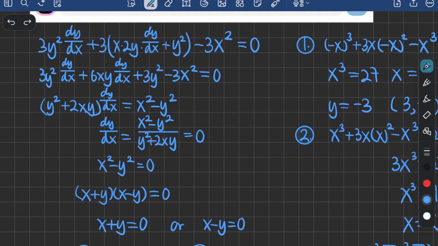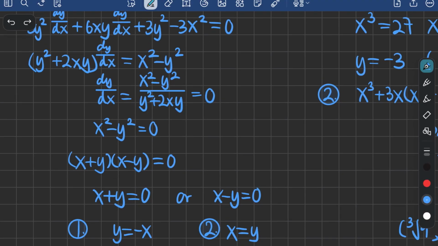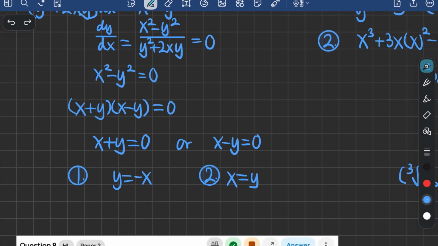For this type of question, when something equals 0, you will need to find an expression for it so that you can solve for the coordinates. Now for the derivative to equal 0, the numerator must be 0. So you can write it as (x + y)(x - y) equals 0. So either this equals 0 or that equals 0. So either y equals minus x or x equals y.